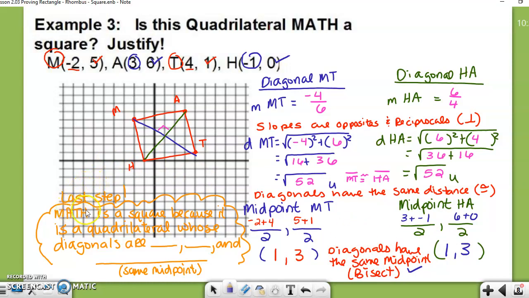Now my last step, MATH is a square because it is a quadrilateral whose diagonals, we first proved that they were perpendicular, they are congruent, and bisect each other. And we proved that by showing that they have the same midpoint.